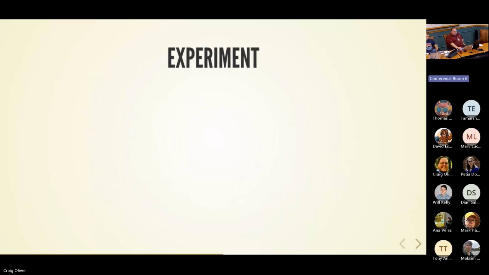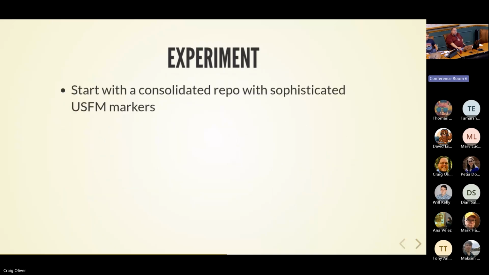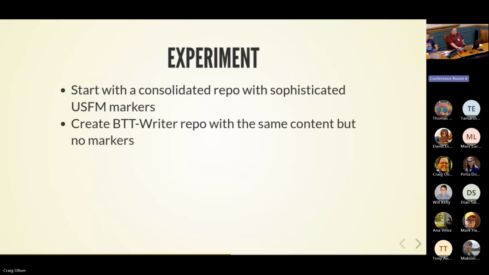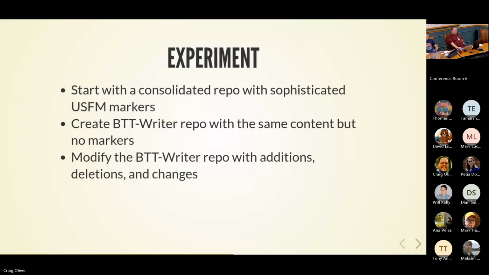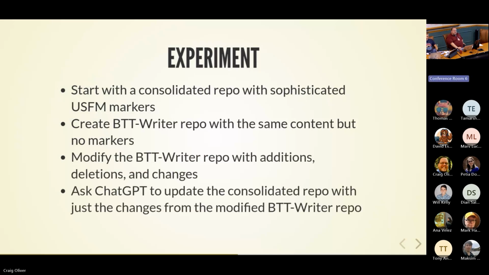So for my experiment with this, I wanted to start with a consolidated repo that has some sophisticated USFM markers in it. Marv was kind enough to provide me with a couple of those. Because for this experiment I'm not worrying about the consolidated repo back to the BTT writer repos, I just created one that has the same content as the consolidated repo, but it doesn't have any of the sophisticated markers. It's just chapters and verses and stuff. Actually, just verses. Then I modified the BTT writer repo with some additions, deletions, and changes. And then I asked ChatGPT, hey, take Marv's repo, the consolidated repo.